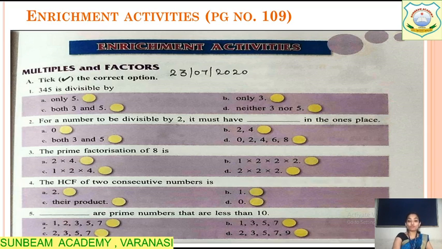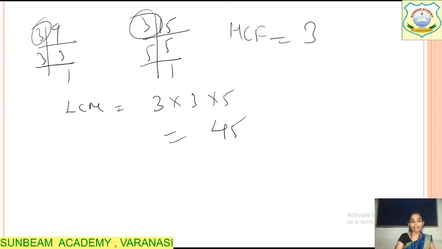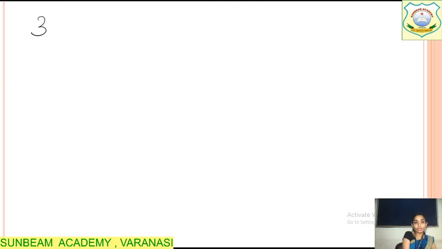Now we need to open page number 109. All of you open fast page 109. Let me open also. Fast, you also. The first question. 345 is divisible by. Now let's check. 345 किस किस की टेबल में आता है? चेक करेंगे हम लोग.